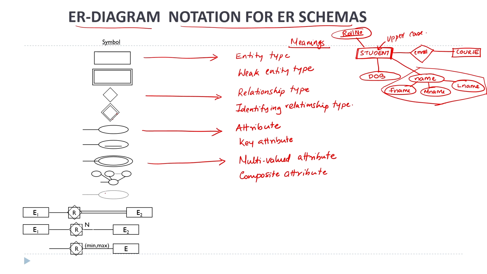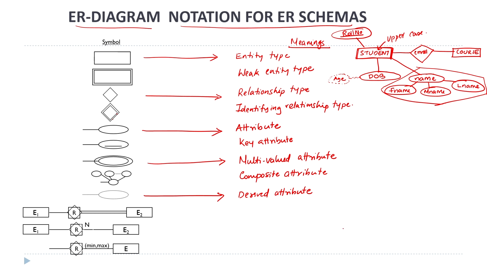Then comes the one with the dotted lines. That is the derived attribute. You are using an attribute from which you are actually deriving it. So, if I make an oval like this and I write age, age is a derived attribute from the date of birth. So, that is the derived attribute. The major aspects of entities and attributes are completed as part of this.